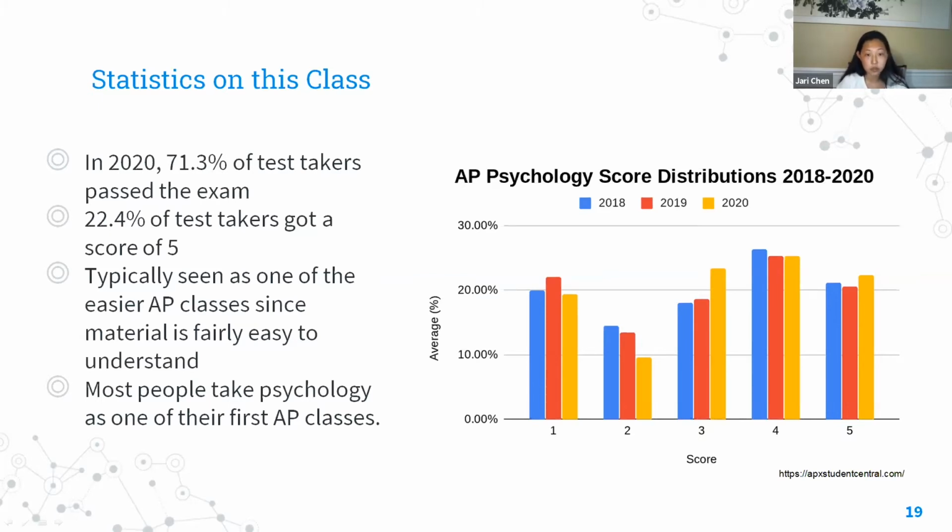So on the right, you can see a distribution chart of how the scores were for the past 3 years, from 2018 to 2020. So you can see how the scores are pretty even from 1 to 5. So about 20% of every year gets a score of 5, and then it sort of varies along the way, but that's usually how it is.